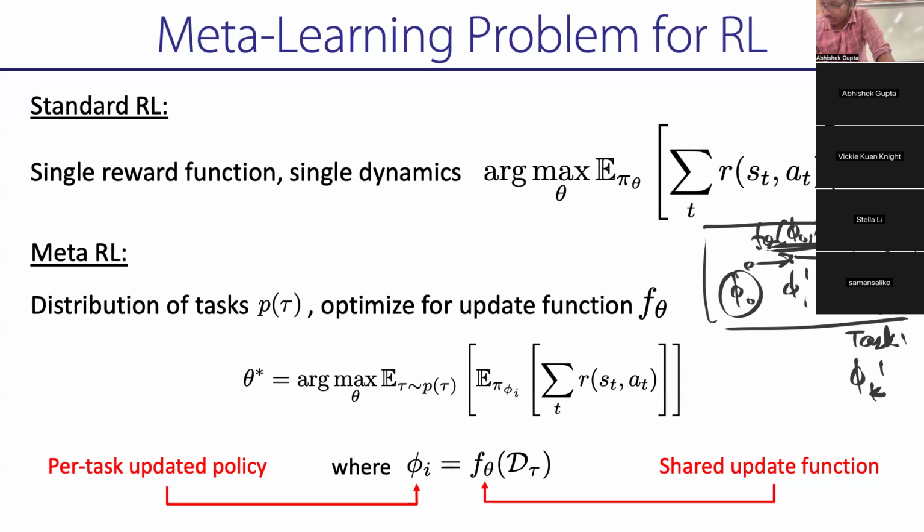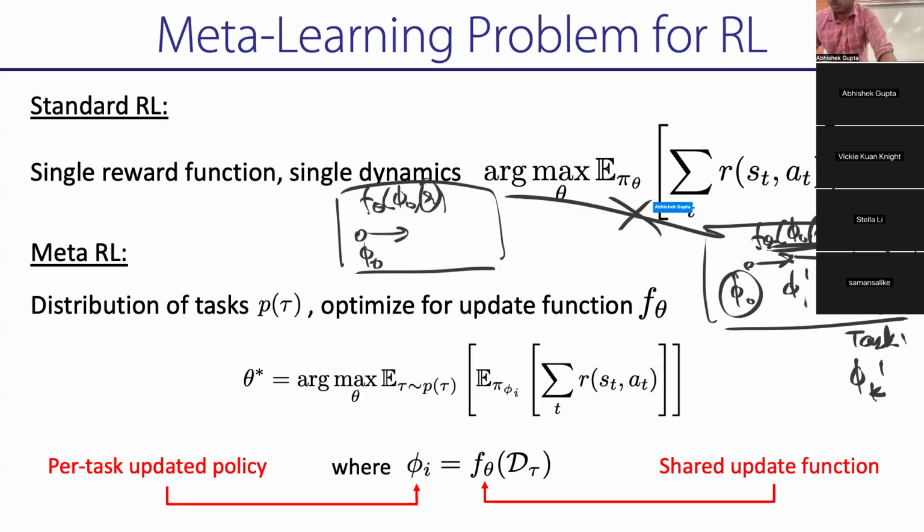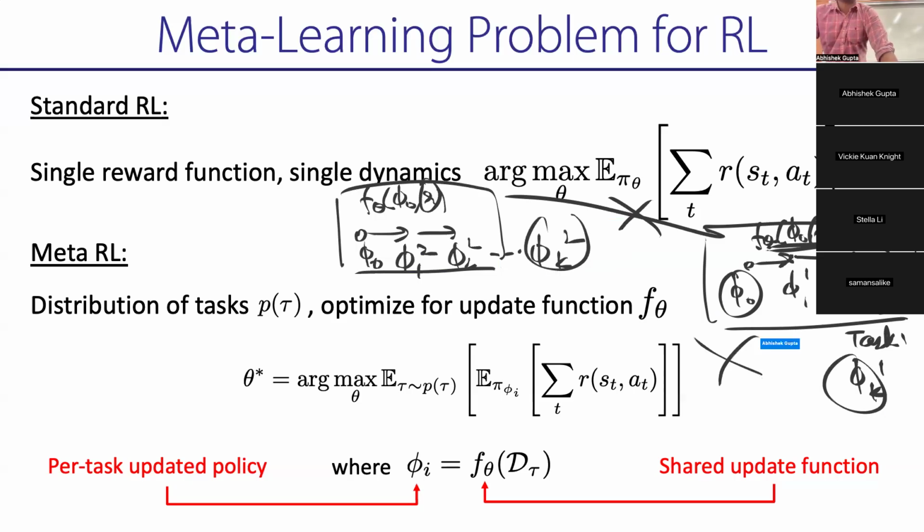Now, let's say I had a different task. You start from the same parameters phi naught. But because my update rule takes in phi naught and rewards from that particular task, these rewards are not the same as these rewards. Which means that this update is going to send me to phi 1 2, phi 2 2, all the way to phi k 2, and this is not equal to this.